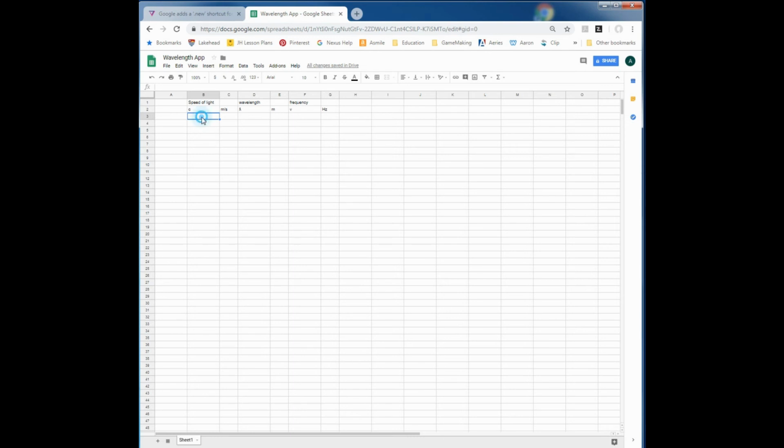Whenever you type in, well, we know that the speed of light, as long as we're in a vacuum, is always going to be the same. So let's type in the speed of light. It's 3 times 10 to the 8th power. Now we could write equals 3 times 10 to the 8th power. That would work. Or we could also write 3, capital letter E, and then 8. Same thing.